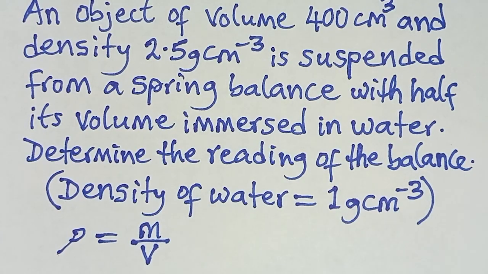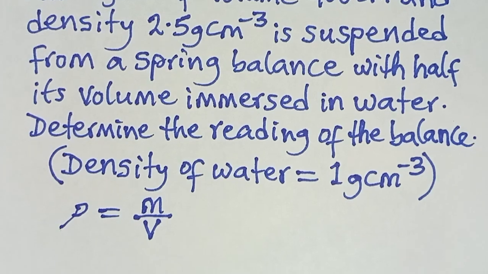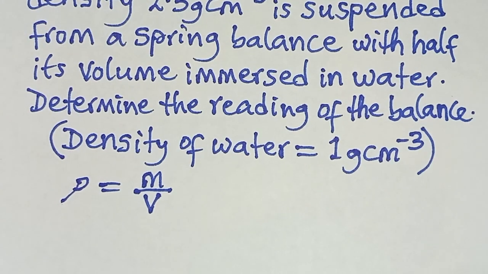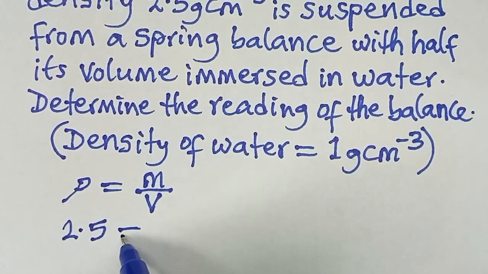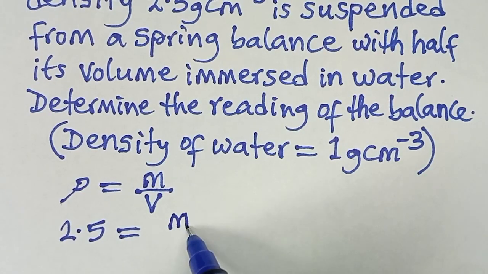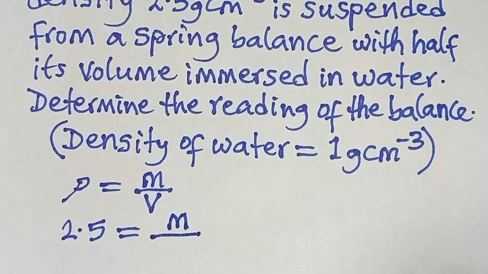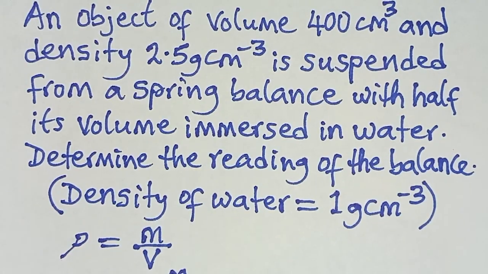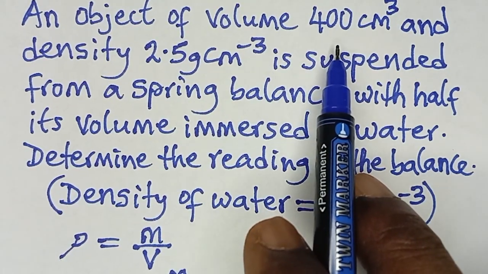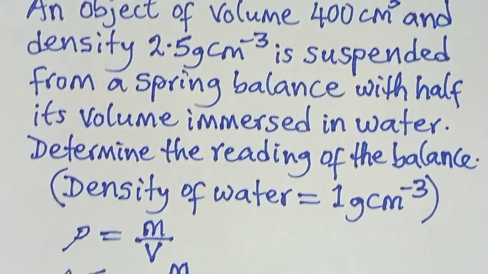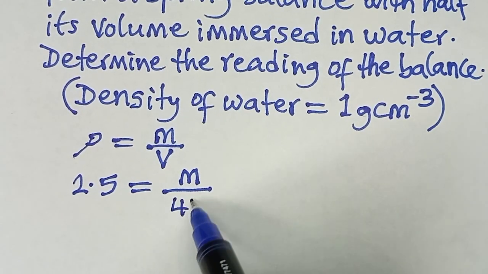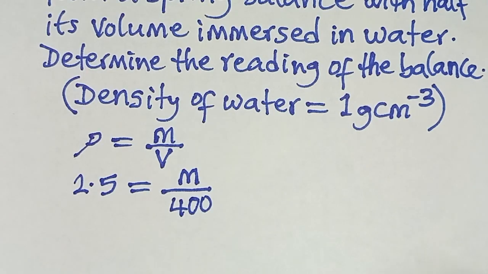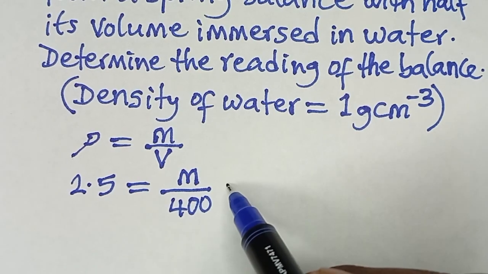So now let's substitute those values so that we can find the mass of the object in air. That is the original mass of the object. So the density is 2.5 and is equal to the mass that we're looking for, all divided by the volume of the object, which is 400 centimeter cube. From there, if we cross multiply, we are going to get the mass.